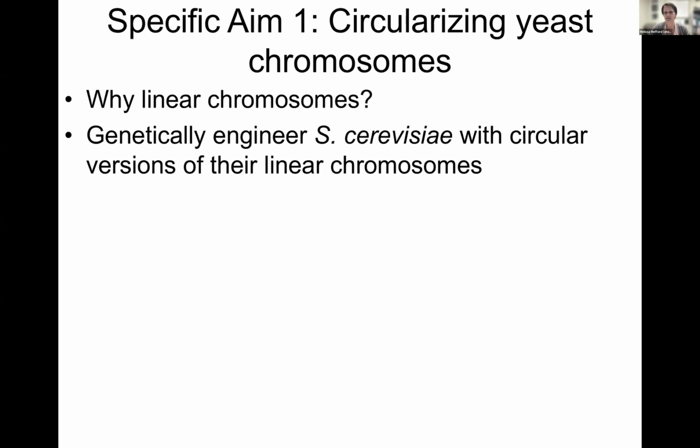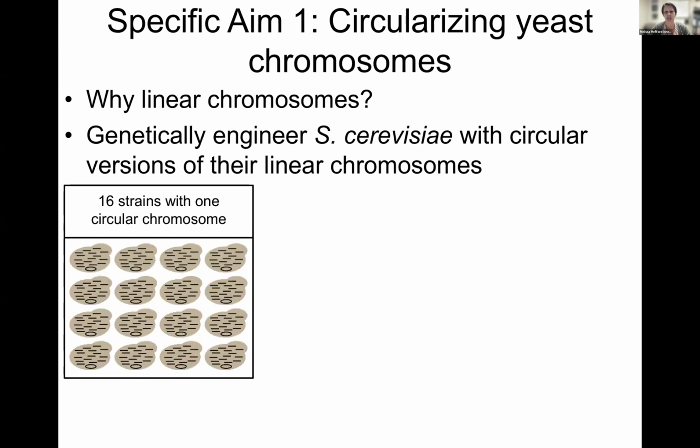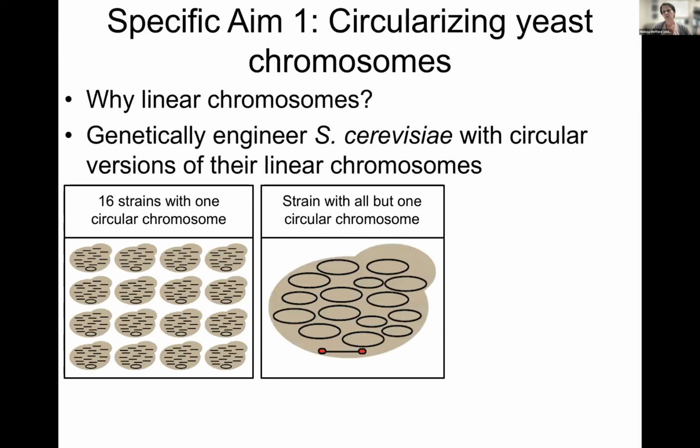So the approach is to genetically engineer strains of Saccharomyces cerevisiae with circularized versions of their linear chromosomes. And the long-term goals of this project are to create 16 different strains with each of the chromosomes individually circularized. And that's what we're currently working on. If these circularized chromosomes are viable, then our longer term goals are to combine those circularized chromosomes to create a strain with all but 1 circular chromosome, which would allow us to study single telomere dynamics, which has been a challenge for the yeast telomere field.